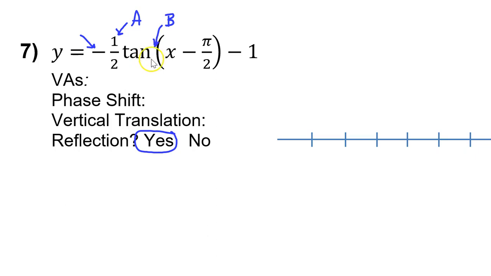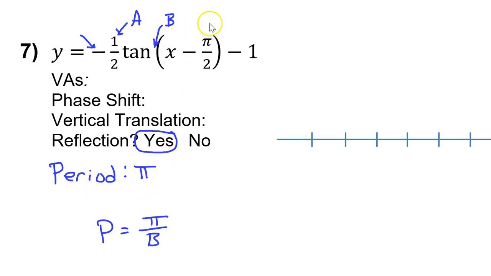Okay, the fact that there's no number sitting here means that the B value is 1, which tells us that the period is unchanged. So I'm going to go ahead and write that down because we really need the period. So the period is going to be pi because that is the normal period of the parent function of tangent. Normally, for the period, we always do the normal period divided by the b value. But since the b value is 1, the period is just pi.